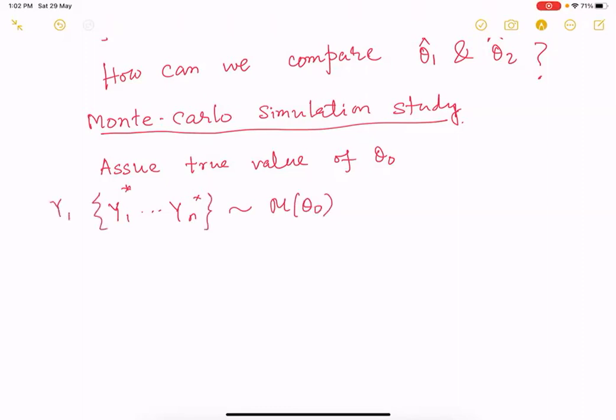Suppose I call it y1 star tilde. And then you estimate theta 1 hat star, and theta 2 1 hat star, using y1 star.